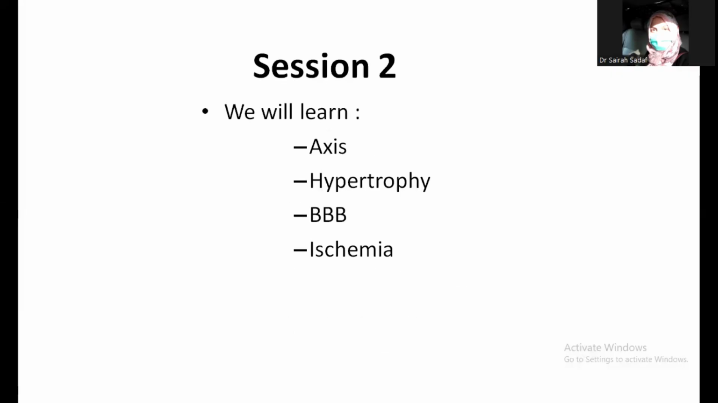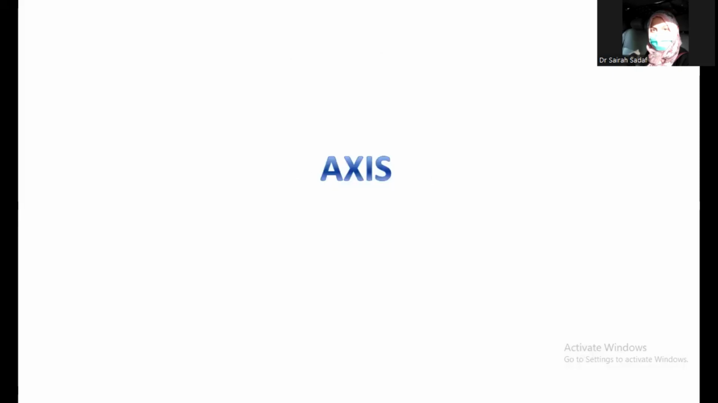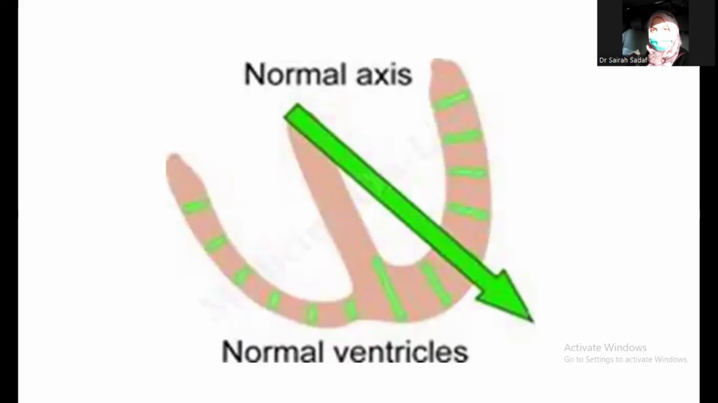So today we will have a discussion on the axis, which is a very important concept, then hypertrophy of the heart, bundle branch blocks, and ischemia. As these are more clinically related, I hope you will be much more engaged than yesterday. Okay, now first of all, the concept of the axis.